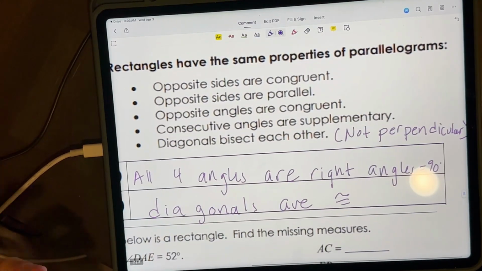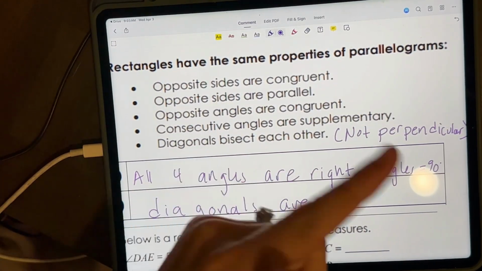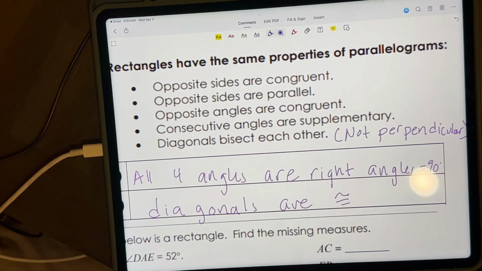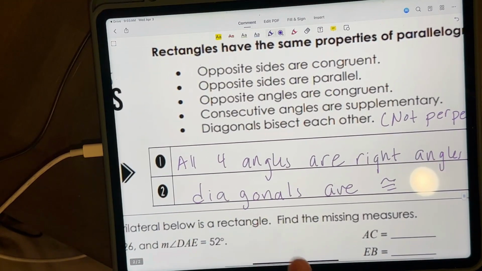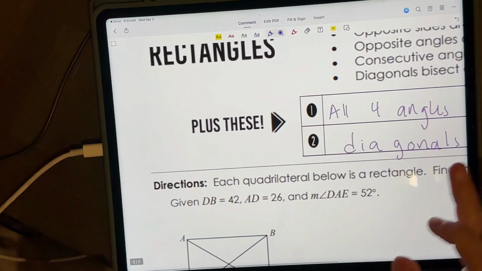The other two rules you need to know is that all 4 angles are right angles, which I hope you would know. I think you learned that in like kindergarten. And the diagonals are congruent. So not only are they bisected, but no matter which one you pick, the diagonals are going to be congruent.